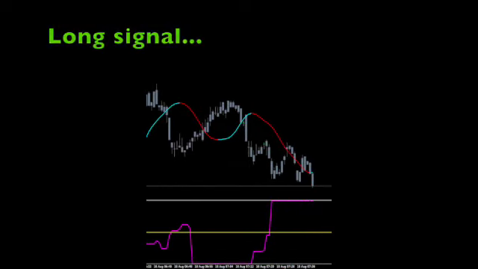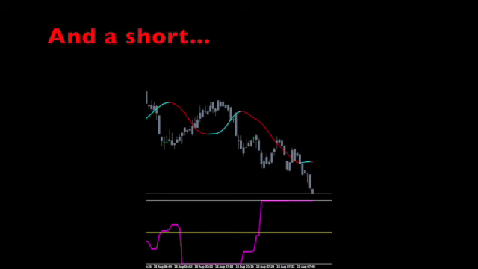Another long, then a quick short. Remember, we're only using one indicator for trade direction. With the proper algorithm in place, many of these losses would have been prevented because your algorithm would have filtered some of these entries. We'll let it run out for the last few seconds.